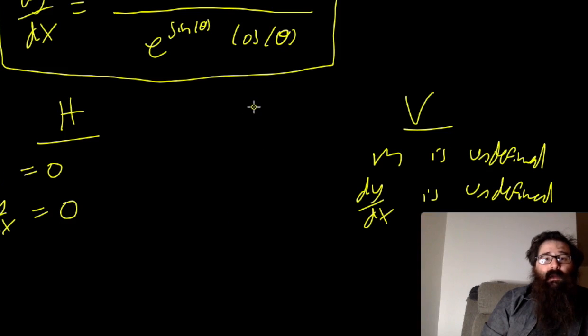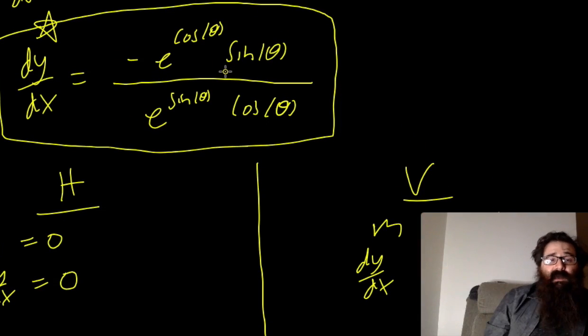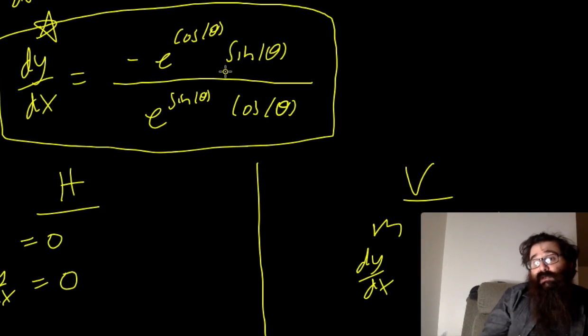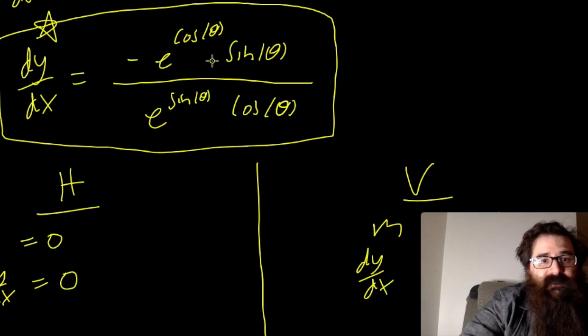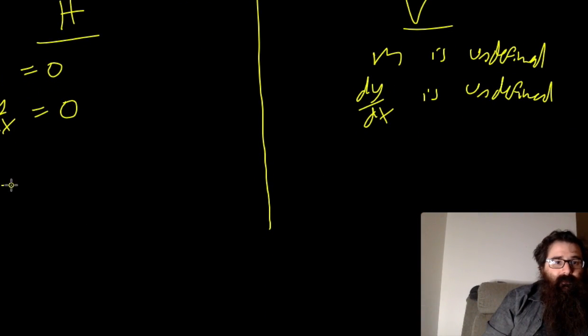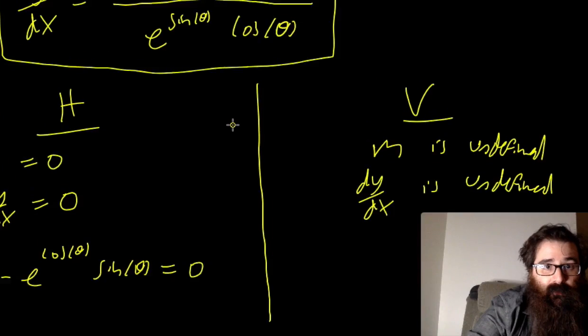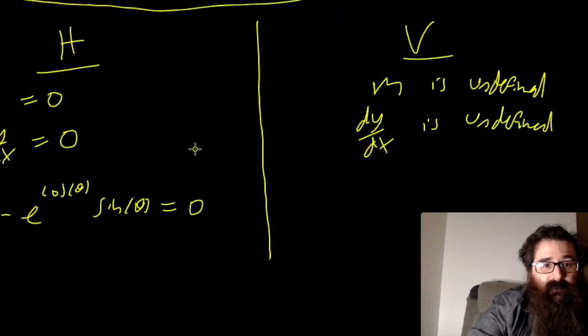Let's go ahead and start with the horizontal points of tangency. For my derivative to be 0, it's important to notice that my derivative is a fraction, a rational function. For a fraction to give me 0, I want 0 in the numerator and not in the denominator. So I want 0 in the numerator, which means I want negative e to the cosine theta times sine theta to be equal to 0. Just setting that numerator equal to 0, I'll jump back to the denominator later.